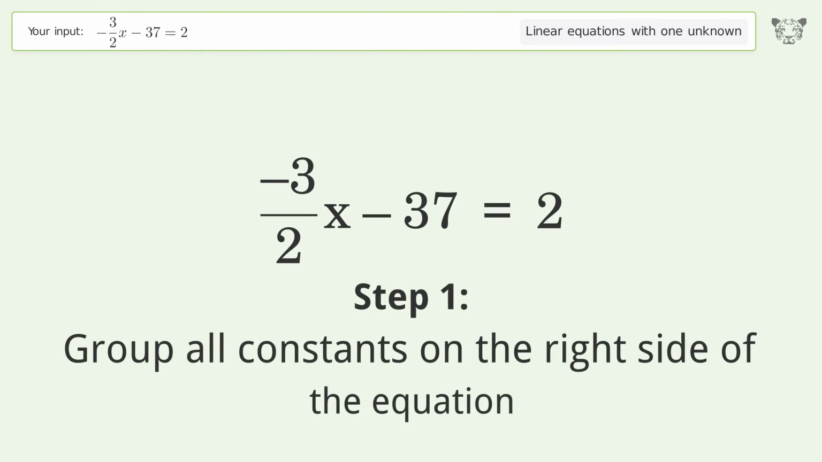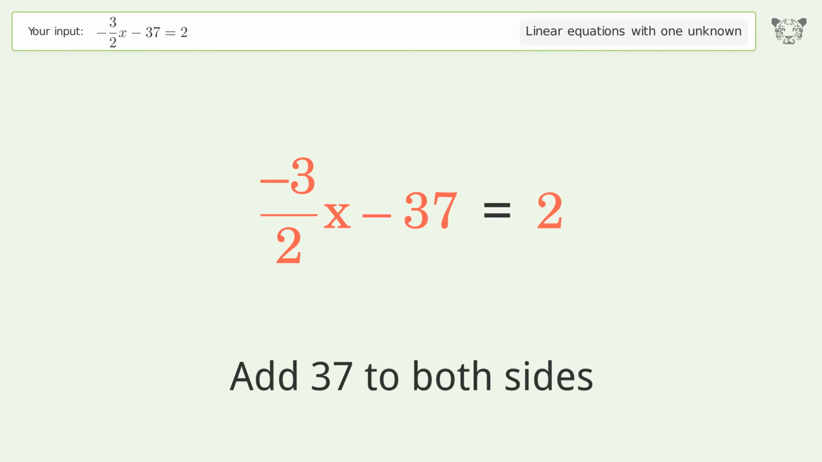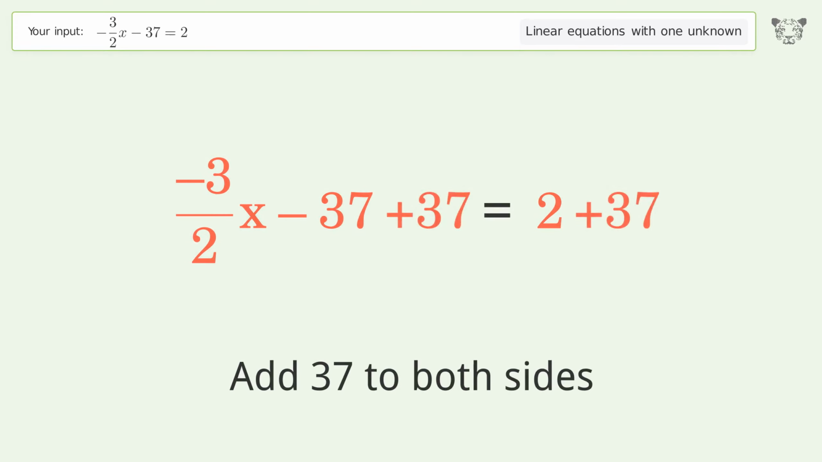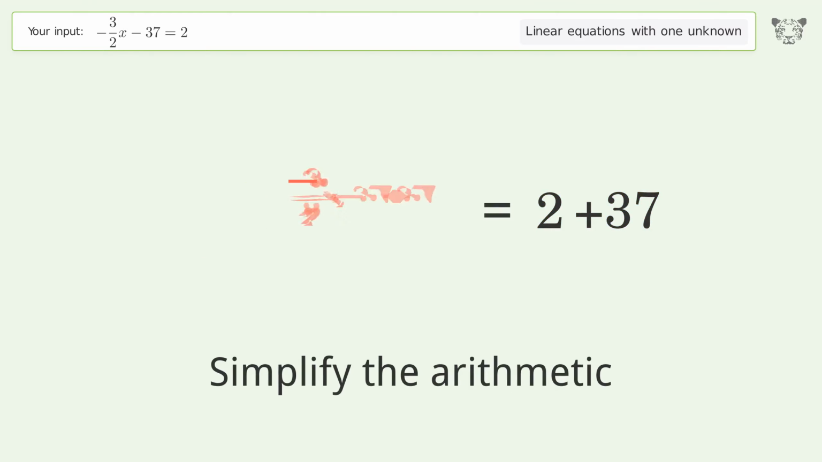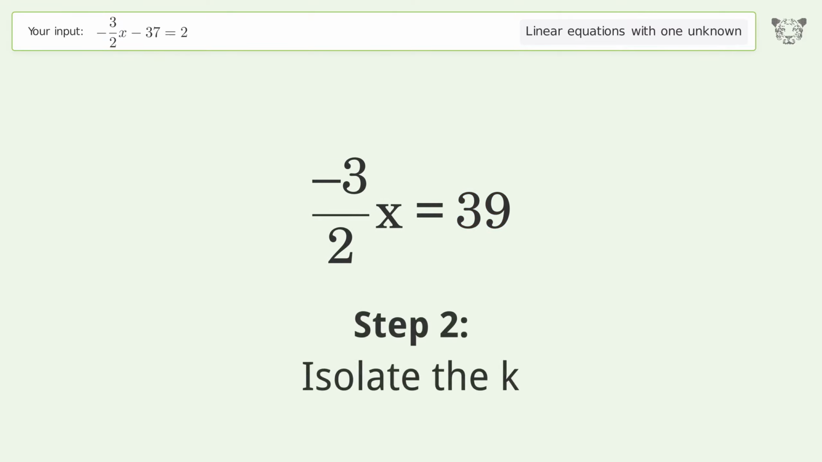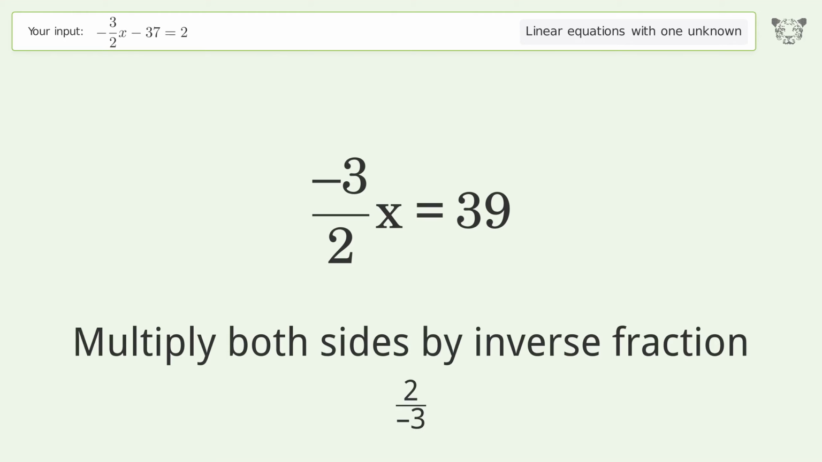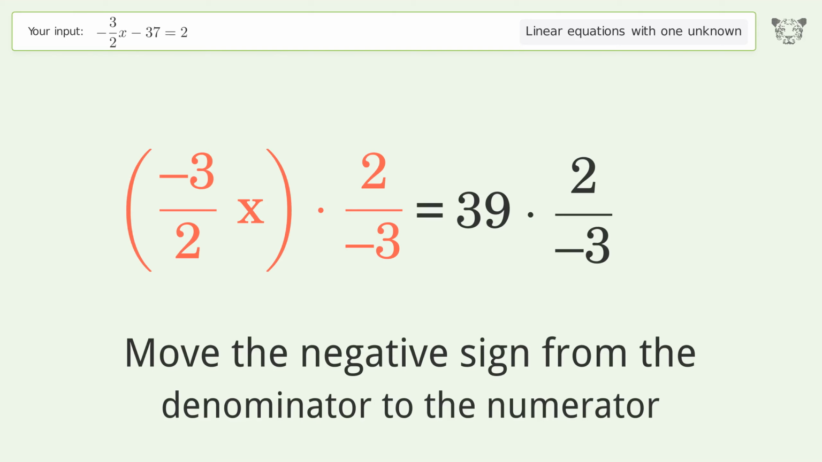Group all constants on the right side of the equation. Add 37 to both sides. Simplify the arithmetic. Isolate the k. Multiply both sides by inverse fraction 2 over -3. Move the negative sign from the denominator to the numerator.